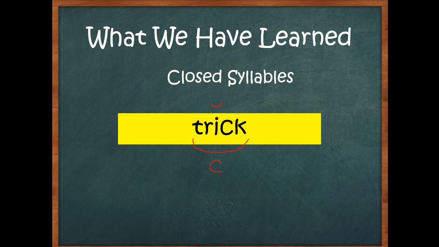And remember, to mark a digraph, you give it one line. To mark a blend, each letter is underlined separately. Okay? All right, let's move on.